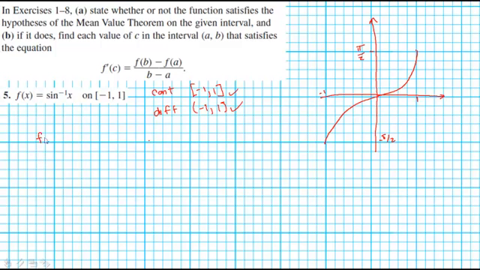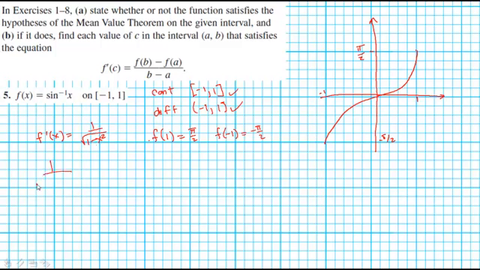F prime of x, as we found out earlier, is 1 over the square root of 1 minus x squared. We also know that f of 1 is equal to pi over 2. F of -1 is equal to -pi over 2. And so here's what we end up getting when we put all these pieces together.